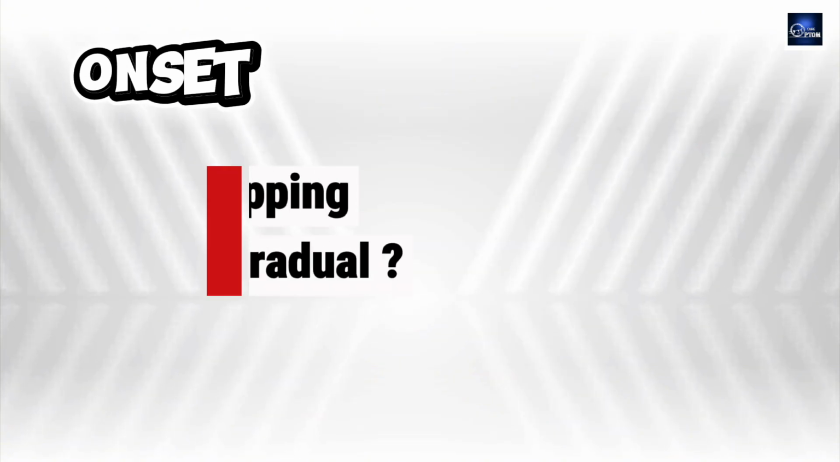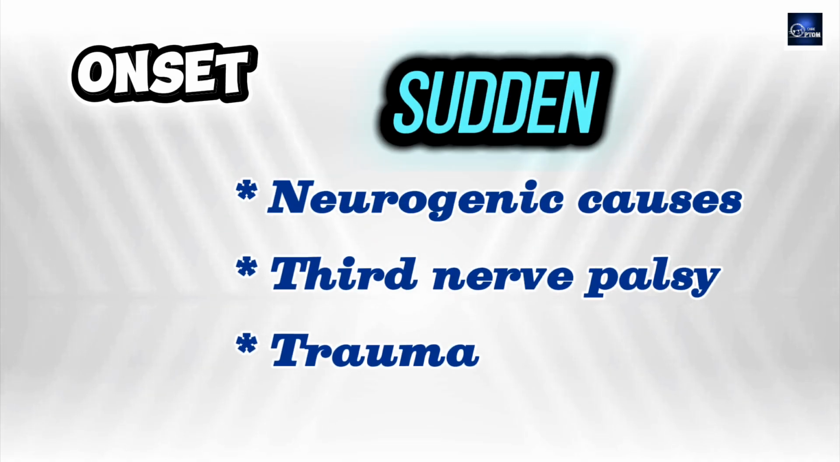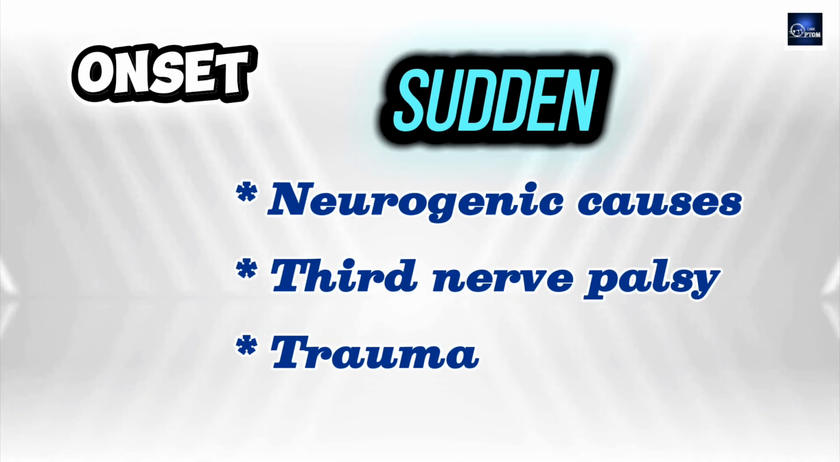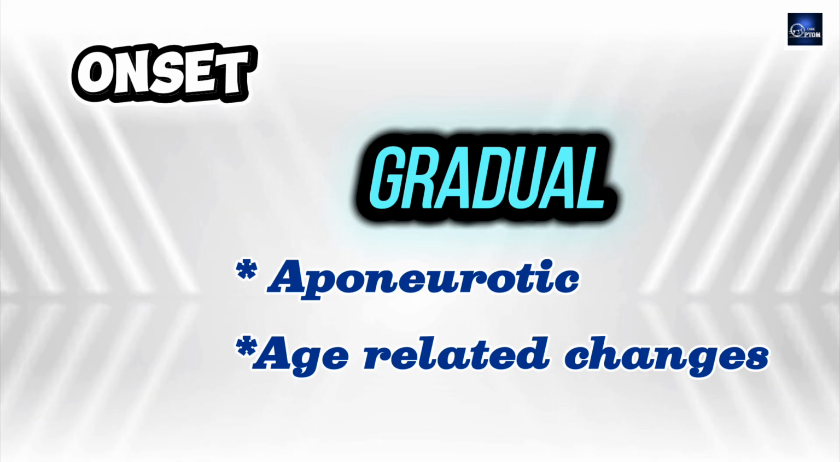Next, ask about the onset. Was the drooping sudden or gradual? Sudden onset ptosis immediately raises suspicion of neurogenic causes, third nerve palsy, or trauma. Gradual onset ptosis is more commonly seen in aponeurotic or age-related conditions.